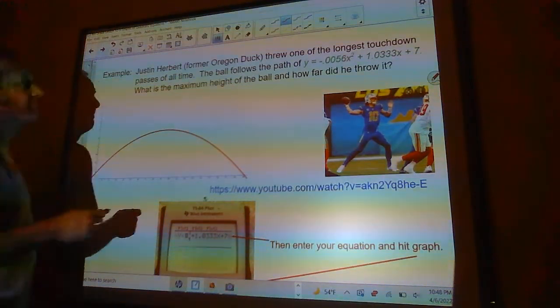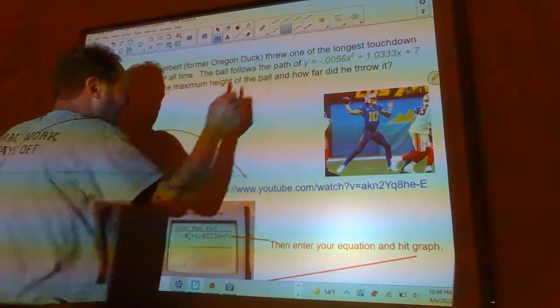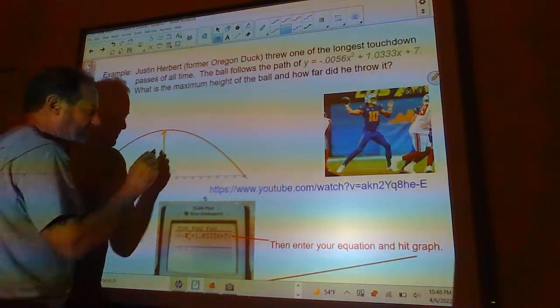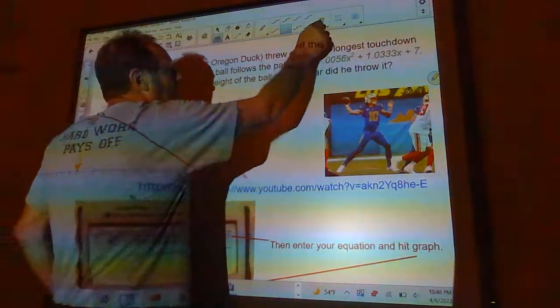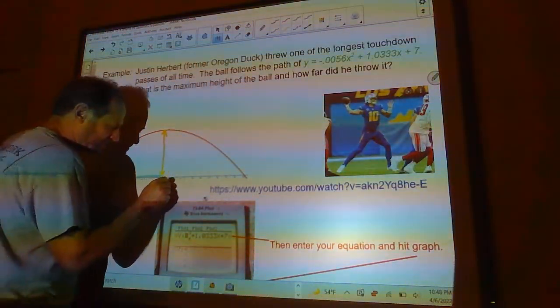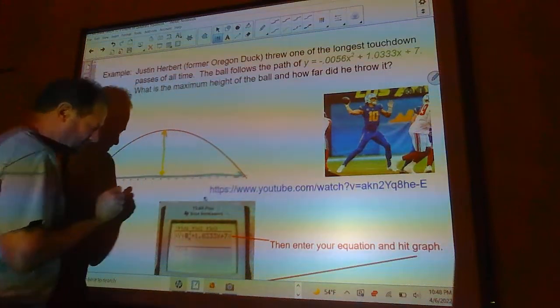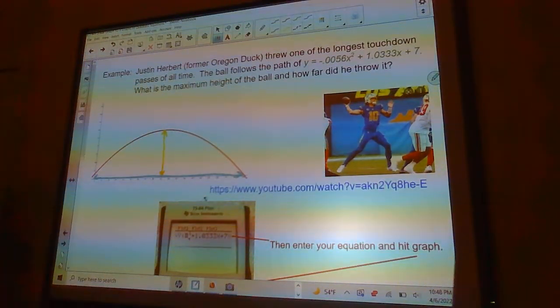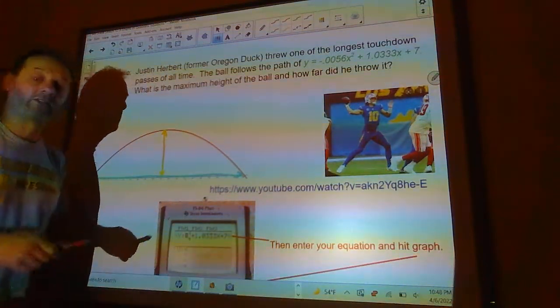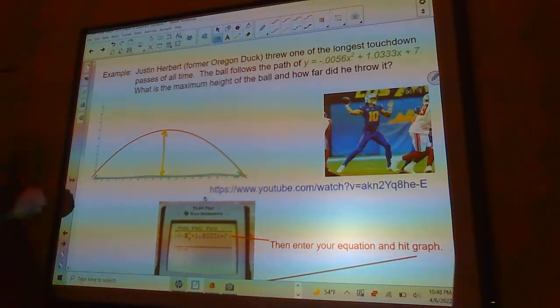So basically what I want to find is the maximum height. I want to know that distance right there. And then I also want to know the distance that he threw it. So I'm going to want to know this distance right here. Okay. So I've also included the link here. You can go watch this throw. It's a very nice throw. It's very much worth watching.